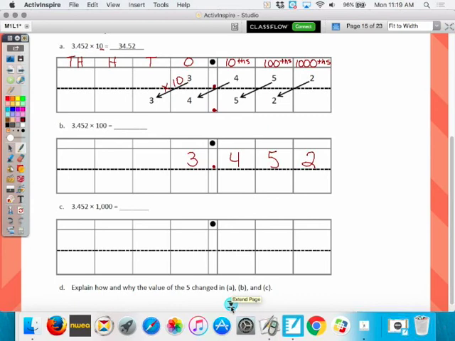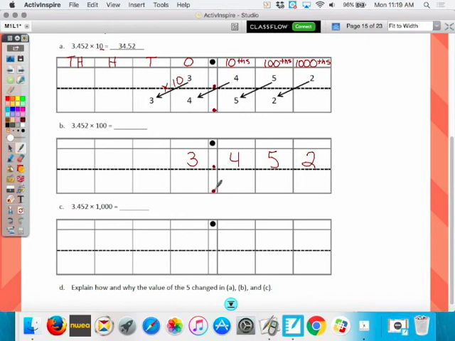3.452. Now, anyone want to try and say that? Alexia. 3 and 452 thousandths. Good. 3 and 452 thousandths. That's what we put on the place value chart. Do you think we need to fill all this in, or can we just look up at the top? Let's just look up at the top, okay? If you want to fill it in, that's up to you, but I don't want to take time to do it right now.